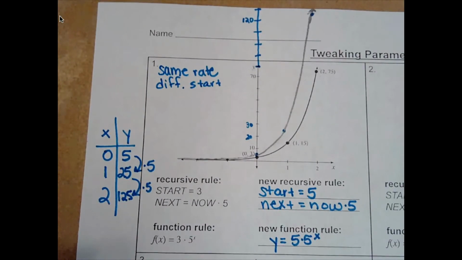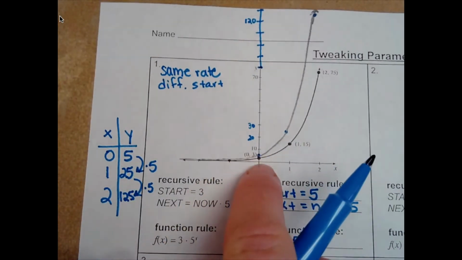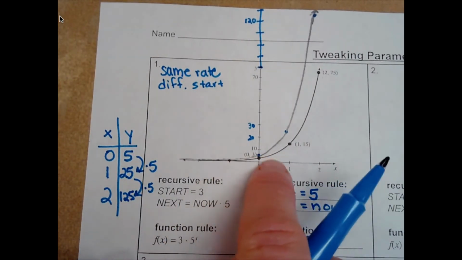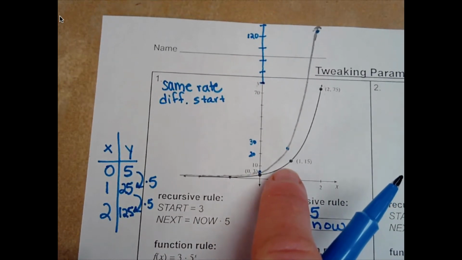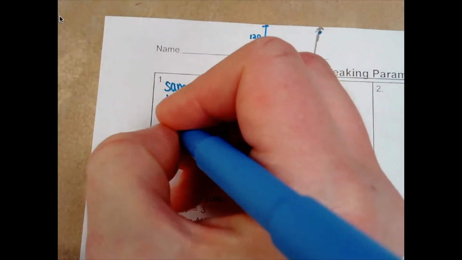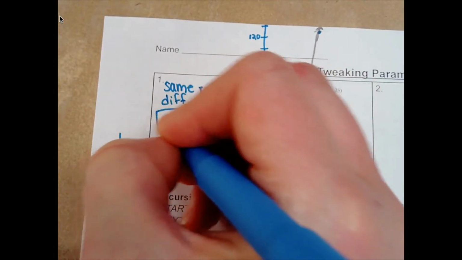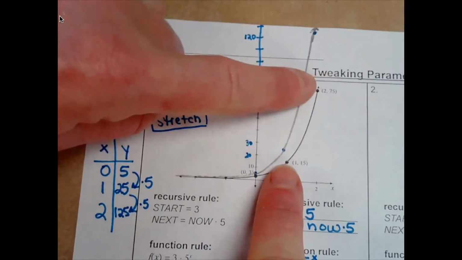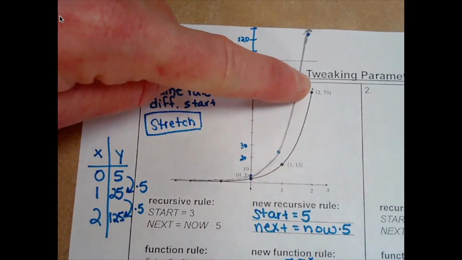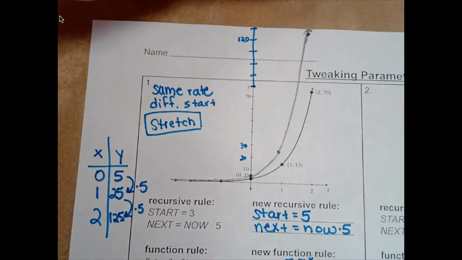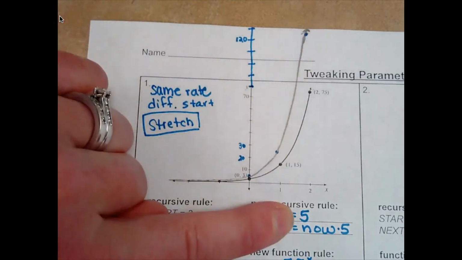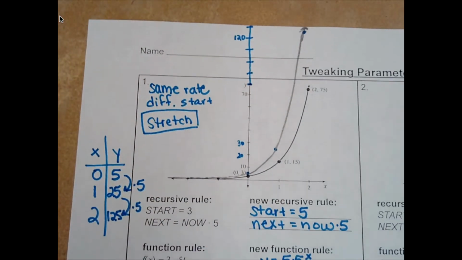This will be like a stretch. It's starting a little bit higher, and it's also going to increase faster. So this is called a stretch. It's stretched out vertically. If I were to pull on the end of this, pull it up, that would be a stretch. If I were to push it down, that would be a compression.